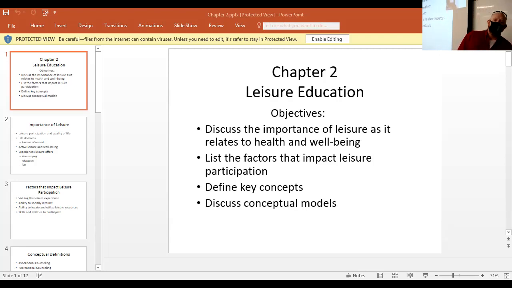Some factors that impact leisure participation. How much does the person value the leisure experience? What is leisure experience? Somebody tell me kind of what that means to you guys.